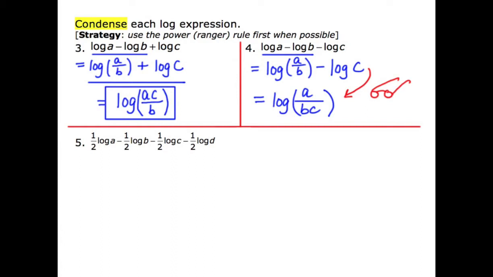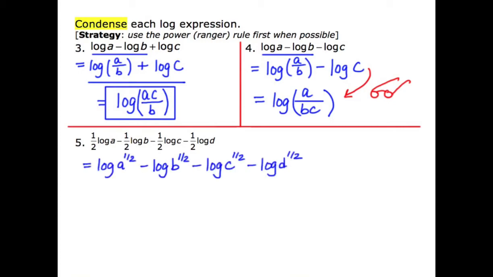Let's move to the last example, number 5. In number 5, we're asked to condense 1/2 log a minus 1/2 log b minus 1/2 log c minus 1/2 log d. There's a few different pathways I could take to get to the final answer, but I think the first thing that I'm going to do is use the power rule in reverse and allow all those 1/2s that are in front to become the power of a, b, c, and d. So we're going to end up getting log of a to the 1/2 minus log of b to the 1/2 minus log of c to the 1/2 minus log of d to the 1/2.